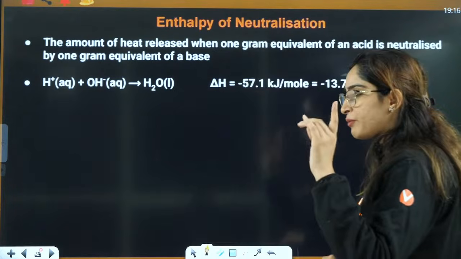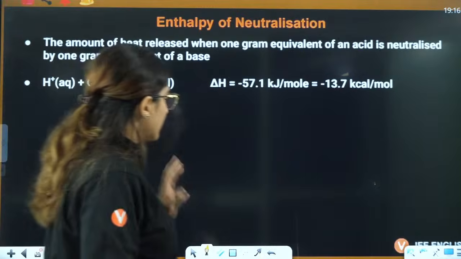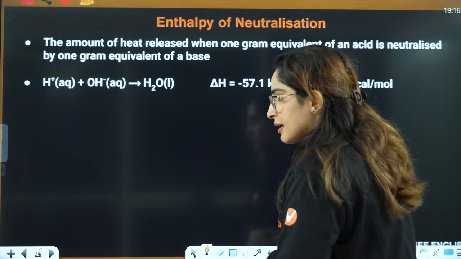Now one by one I'm going to talk about all of these. All of these are standard. Okay, standard means all of the enthalpies that I'm going to discuss now will be at standard conditions, right?